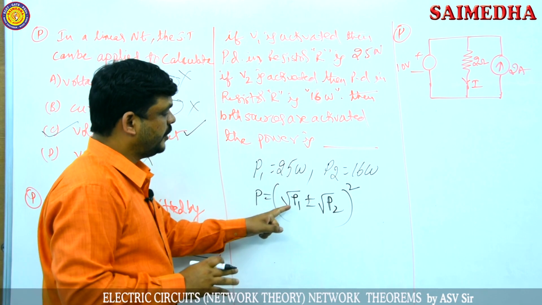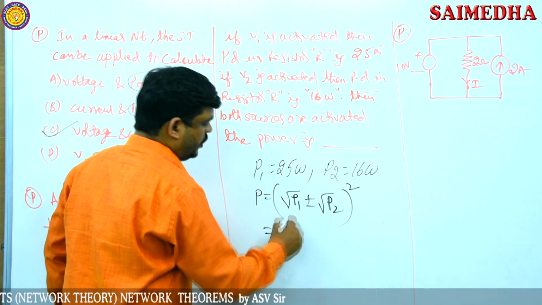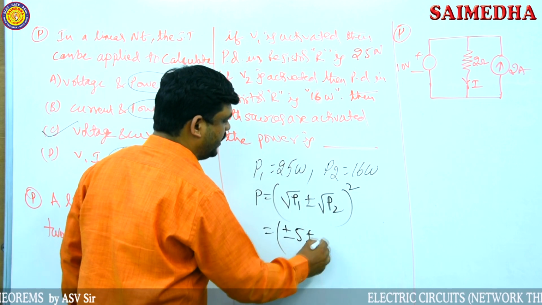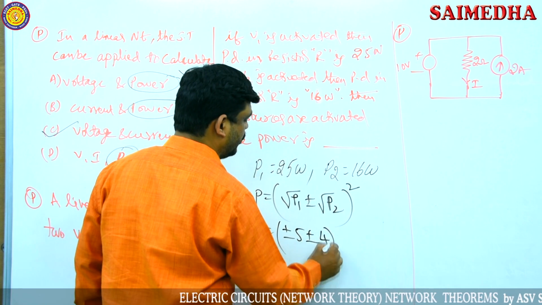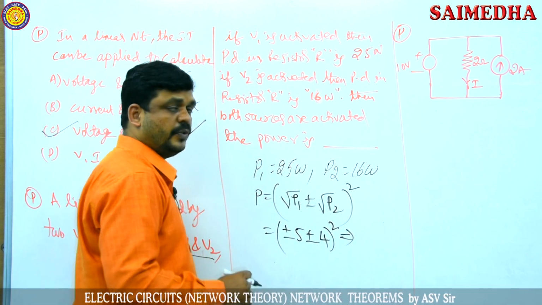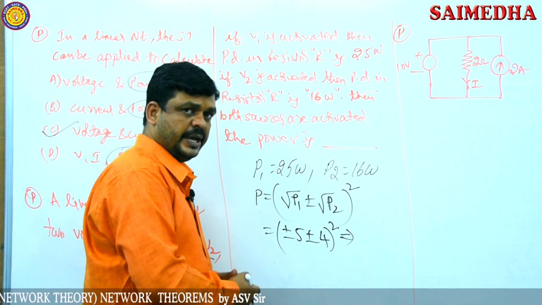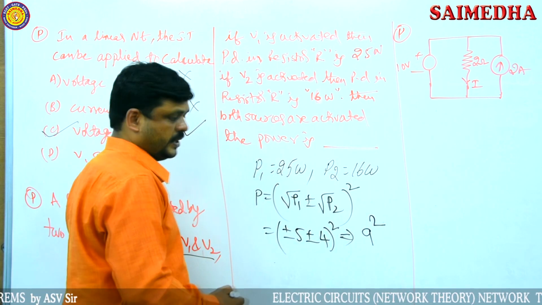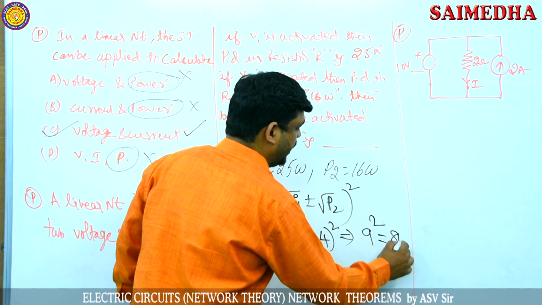So the total power is equal to this formula, just apply it here. Root 25 plus or minus root 16: root 25 becomes 5, root 16 becomes 4, whole square. If you want the maximum value, consider both as positive values, then it becomes 9 square, because 5 plus 4 is 9, and this becomes 81 watts.